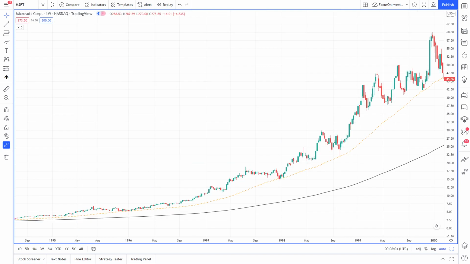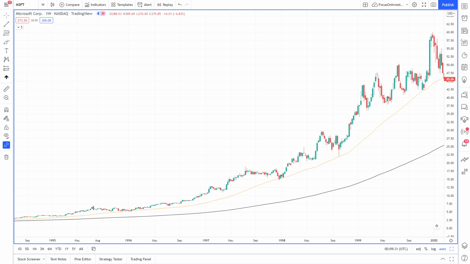This is the weekly time frame of Microsoft, ticker symbol MSFT. Here we have both the 50 simple moving average and the 200 simple moving average on the chart. The black line is the 200 simple moving average, and the dotted yellow line is the 50 simple moving average. Notice that the 50 simple moving average is closer to price than the 200 simple moving average. Also notice the difference between the space of price and the 50 simple moving average, and the difference in space between the 50 simple moving average and the 200 simple moving average.